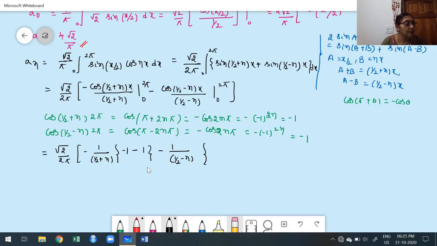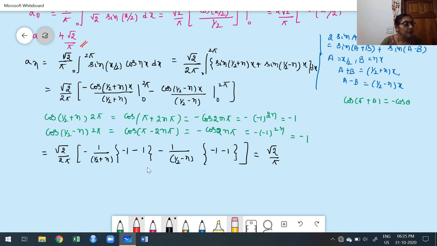I think it's clear now. Minus. Now here apply the upper limit. Once you apply the upper limit, cos of half minus n into 2 pi is minus 1. Cos 0 is also minus 1. We get minus 2, minus into minus plus, minus into minus plus 2. Take 2 as a common factor from these two terms. Already 2 is there outside, it is cancelled. We get root 2 by pi.